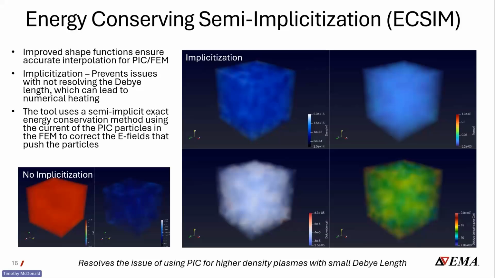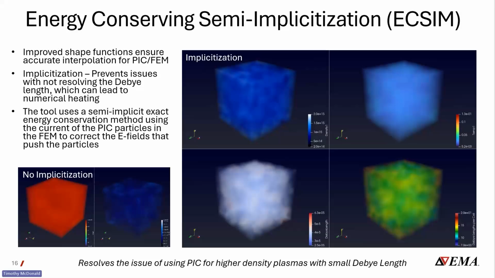So what we do to improve that is accurate interpolation. So they're better shape functions, and they ensure current field interpolation is consistent and stable. And this leads to better representation of particle field interactions, especially in regions with steep gradients like sheaths.